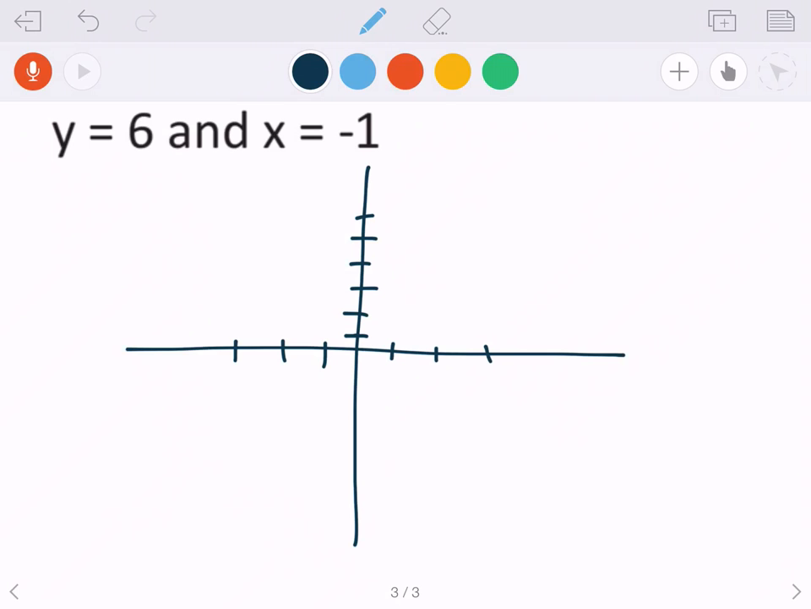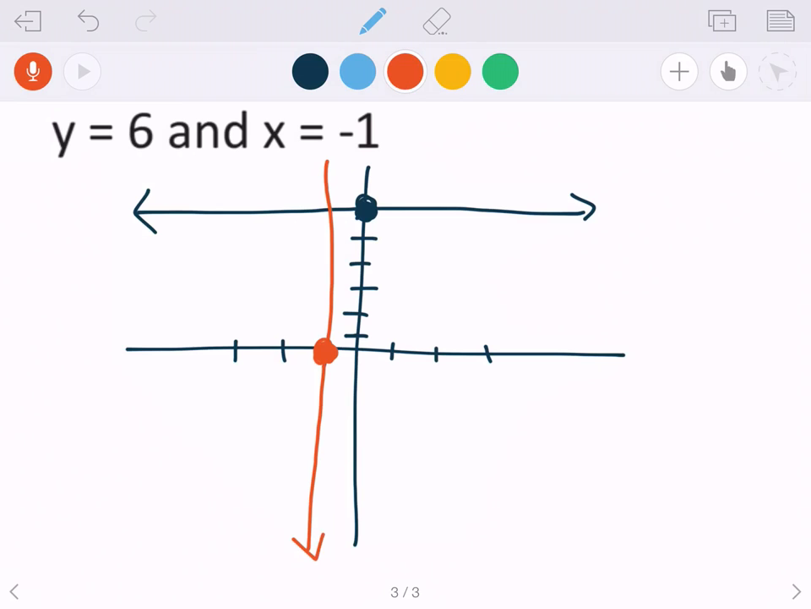So y equals 6. So that is going to be a line going through 6 on the y-axis. So that is going to be a horizontal line going through that point. I'll do them in different colors. So that's y equals 6. X equals negative 1 is going to be a vertical line going through negative 1 on the x-axis. Now obviously my lines aren't perfectly straight, but if they were, you would know that these intersect at a 90-degree angle, so those lines would be perpendicular to each other.